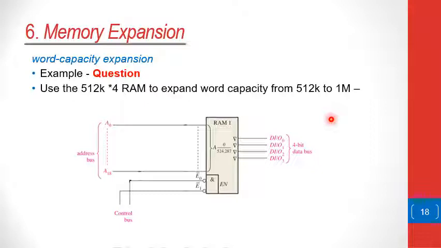So how do we then achieve the 1 meg capacity? We can see that, in fact, for the current RAM, which is 512K, there are 19 address lines, which means 2 to the power 19 actually gives us the 512K. And if we want to move to 1 mega, we will need to have 20 of these address lines.